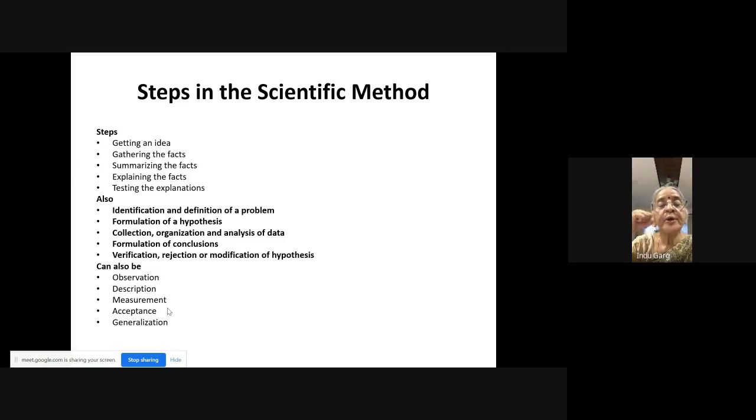Then what do you start doing? You start gathering facts. You put together, summarize all the facts, and one by one you have all the facts in front of you. Then you try to find an explanation for the facts. And then of course you test your explanations. Later on when we are doing the educational research, we will go through all this with the help of examples.